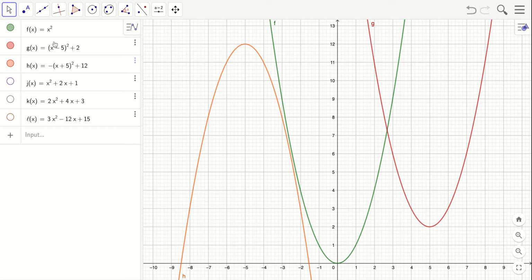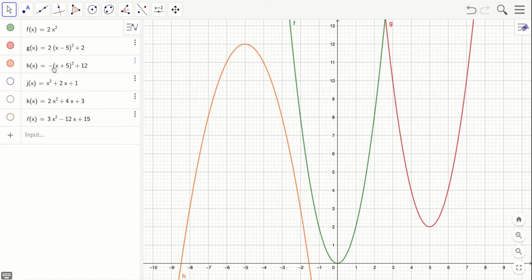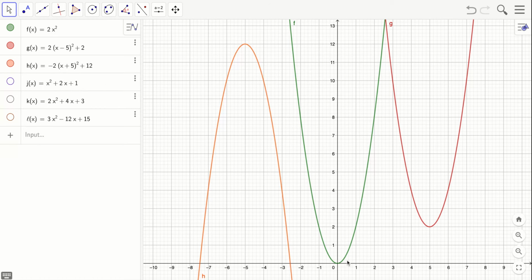Now let's find out what happens if I do put a number in front of the x squared. In other words, let's put a 2 here, and a 2 here as well, and a 2 here as well, and hit enter. And let's see what happens. Now let's think about this. When I move 1 to the right, I don't go up 1 squared. I go up 1 squared times 2. 1 squared is 1 times 2 is 2.